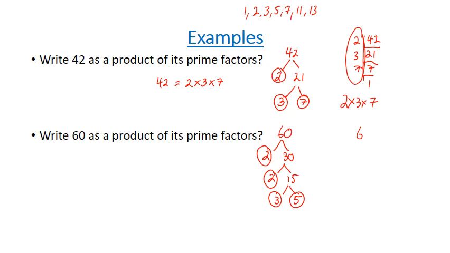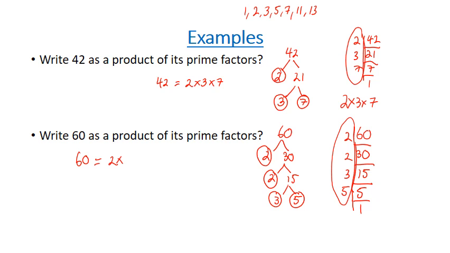If I wanted to do my ladder, I've got 60. I'm going to divide by 2, that's going to give me 30. I'm going to divide by 2, that's going to give me 15. I'm going to divide by 3, that's going to give me 5. I'm going to divide by 5, and that's going to give me 1. And our ladder always stops at 1. Again, we've got our numbers here, so we can say that 60 is actually 2 times 2 times 3 times 5. Now we can use index notation here because we have 2 lots of 2. So we can write 60 equals 2 squared times 3 times 5.